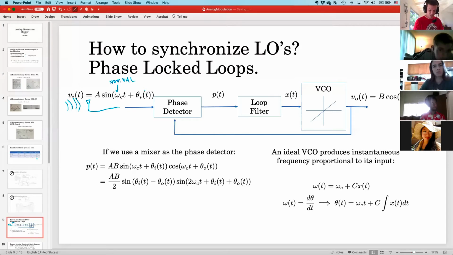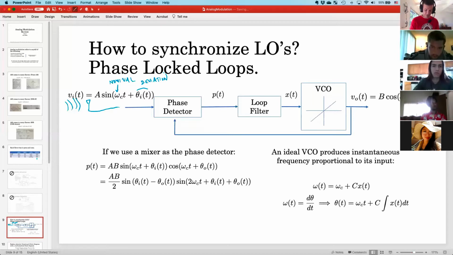Okay, so if theta_i of t, i for input, if theta_i of t is 0 for all time, then we have a fixed sine in the input, and it wiggles at frequency omega_c, the carrier frequency. But if we allow for what I envision to be something like a deviation, then all of a sudden we are admitting a larger class of signals into this detector, or this PLL.